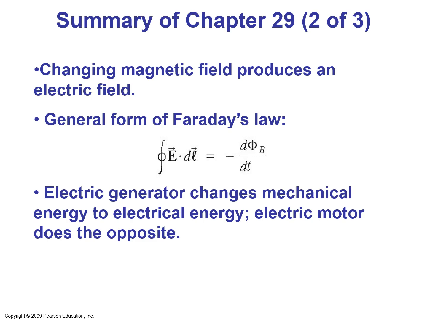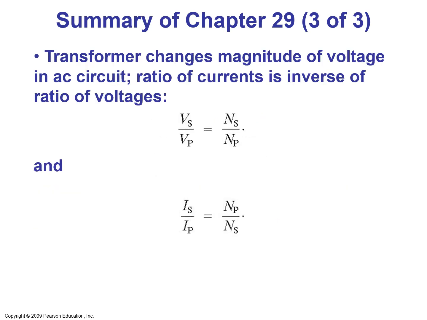An electric generator changes mechanical energy to electrical energy. An electric motor does the opposite. A transformer changes the magnitude of voltage in an AC circuit. The ratio of currents is the inverse of the ratio of voltages. So the secondary voltage over primary voltage ratio is equal to the ratio of secondary over primary turns. And I secondary over I primary is equal to N primary over N secondary.